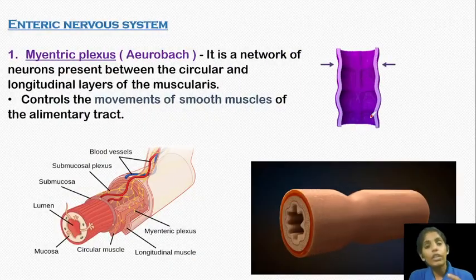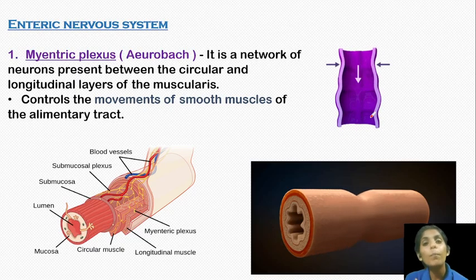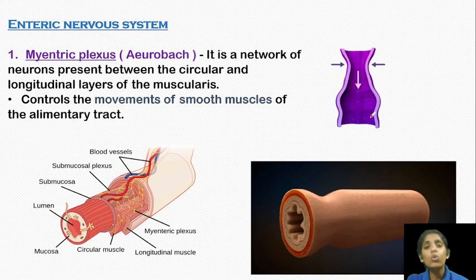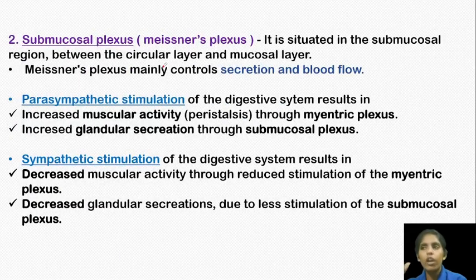Now let us discuss the enteric nervous system. The nervous system that is associated with the digestive system is known as the enteric nervous system. And it is of two types, myenteric plexus and submucosal plexus. You all know that neurons are the functional units of the nervous system. So in the enteric nervous system, there are two types of neurons, the myenteric plexus and the other type of neurons, the submucosal plexus.